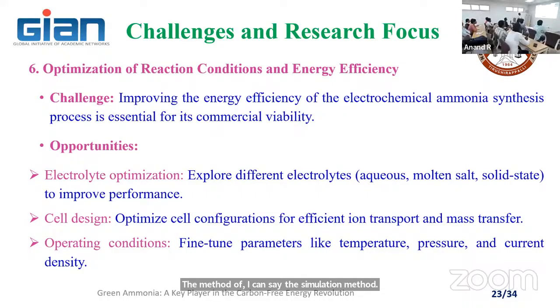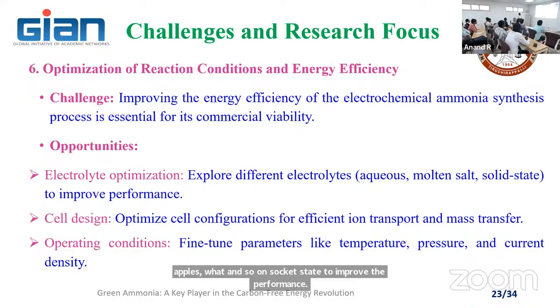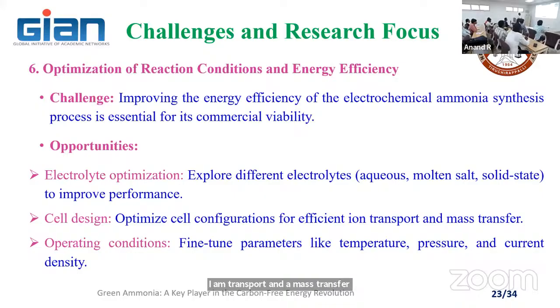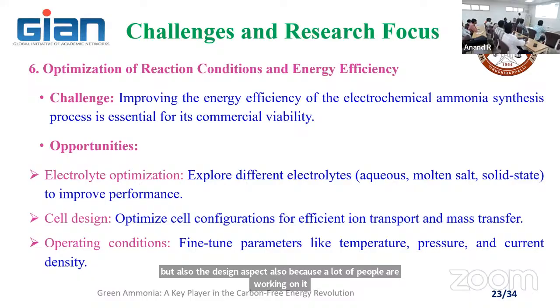So, opportunities for the researchers: electrolyte optimization, exploring different electrolytes, aqueous, molten salt, solid state, to improve performance; cell design, optimizing the cell configuration for efficient ion transport and mass transfer; and fine-tuning parameters like temperature, pressure, and current density. So these are the areas. People are working not only from the materials perspective, but also the design aspect. Also, a lot of people are working on how to produce ammonia at a smaller size.